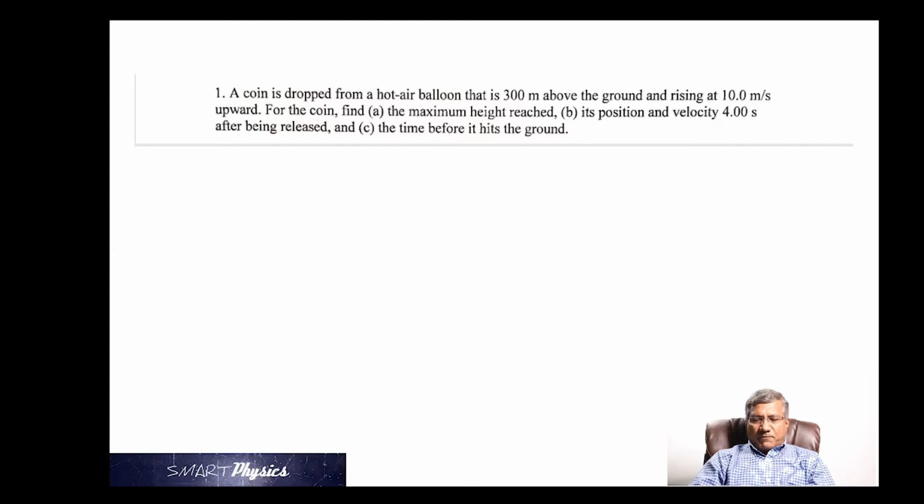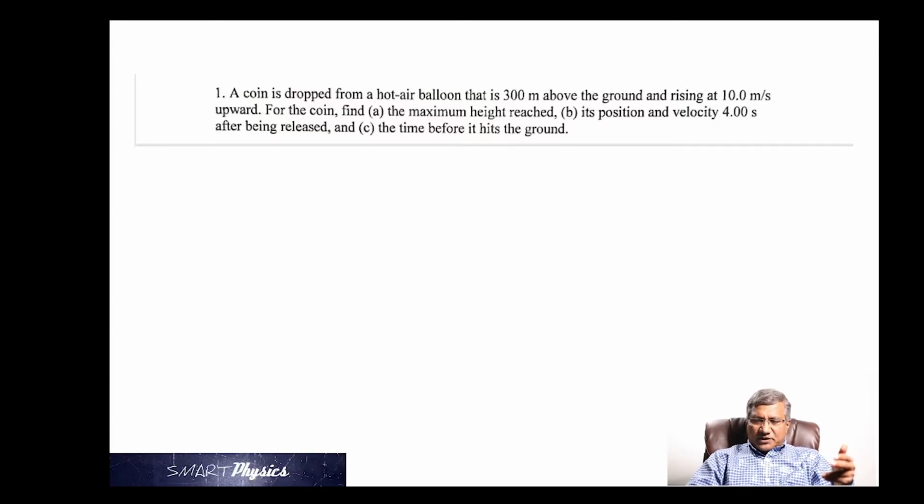Here's the first one. A coin is dropped from a hot air balloon that is 300 meters above the ground and rising at 10 meters per second. So the balloon is at a height of 300 meters from the ground and the coin is dropped from it. The balloon is rising at 10 meters per second. That means the initial velocity of the coin is 10 meters per second. The acceleration due to gravity is negative 9.8 meters per second squared.